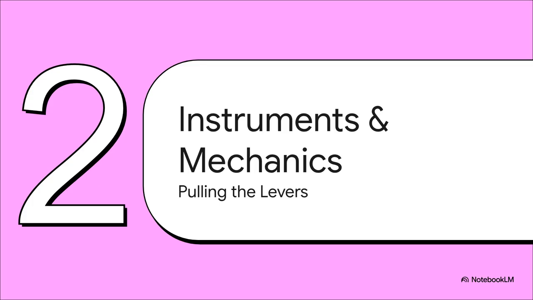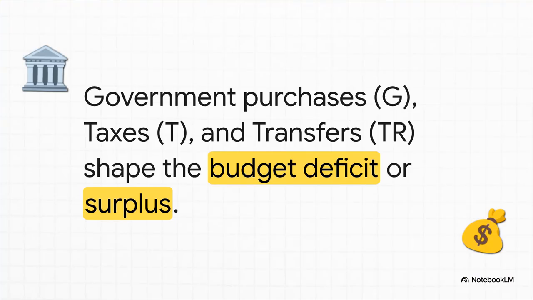Section 2. Fiscal instruments and mechanics. Let's see how they actually pull these levers. The toolkit really boils down to three main variables: government purchases, taxes, and transfer payments.